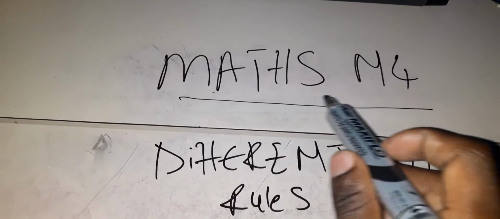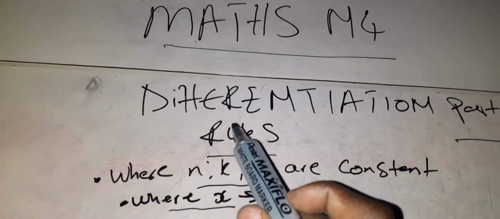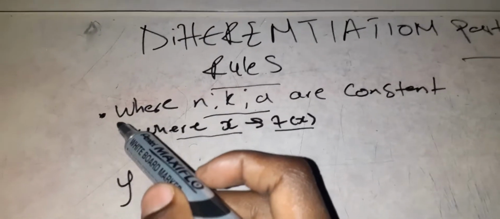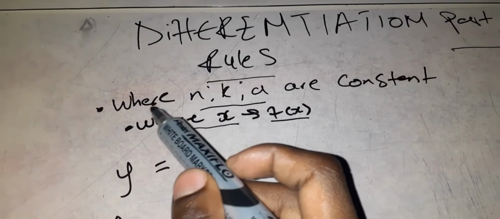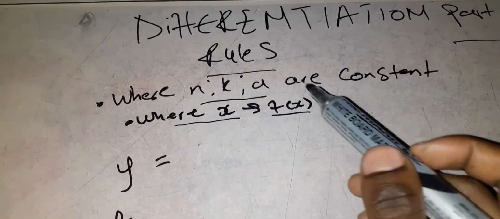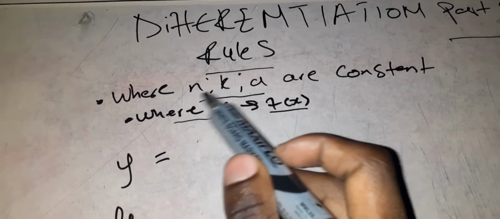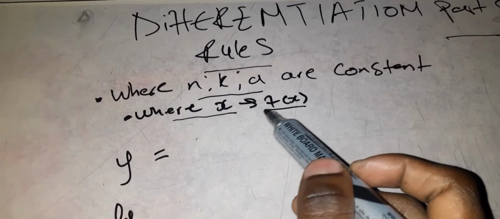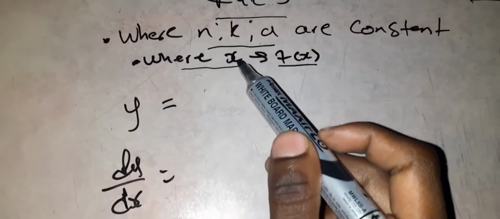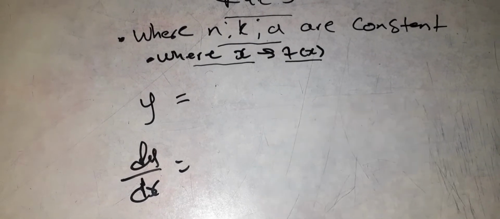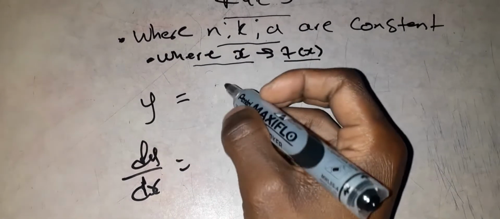Today we'll be doing Mathematics N4 and we'll be doing Differentiation Rules, Part 1. So there are two statements here I want us to read. The first statement says where the letters n, k, and a are your constants. So whenever you see these three letters, you must know that they can be any number. Then we say where x represents f of x. So your f of x will be represented by the letter x. I will show you all the rules and the principles that you need to know for your differentiation.